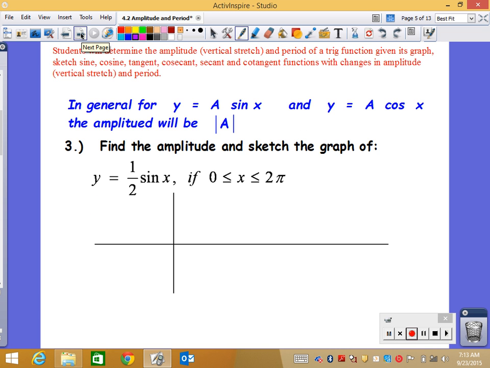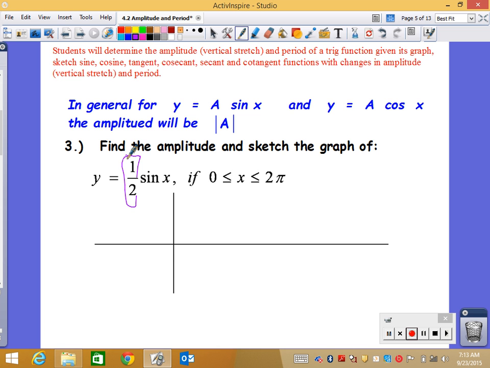So we're going to introduce now the idea of what if we don't have these whole numbers? What happens if we get a crooked number like 1/2? Well, the exact same idea is going to happen. All we're going to do is multiply the y values by this 1/2. So you could probably guess by now that instead of getting stretched up and stretched down, we're going to be squished closer to the x-axis.